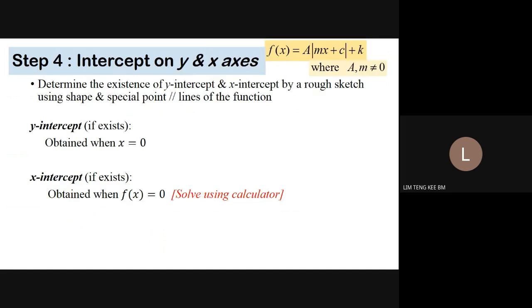Let's say we find out the x and y intercepts exist, then the calculation will be based on x equals 0 for the y intercept. For the x intercept, we let f(x) equal 0, or we simply have y equal to 0. Usually, we solve this by using a calculator so that we have an easier, quicker answer, because sometimes this is difficult to calculate by hand.